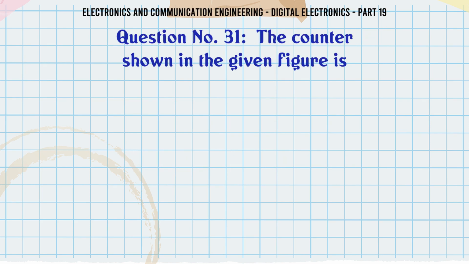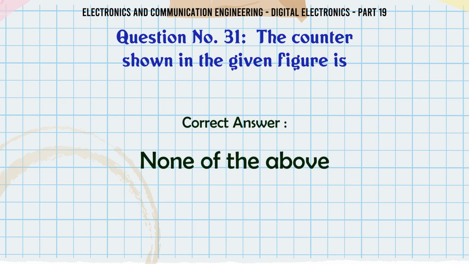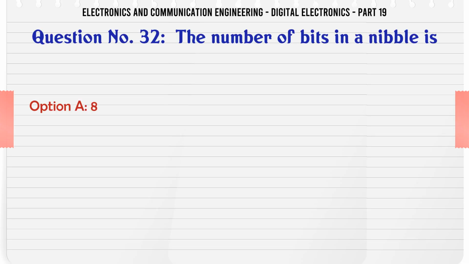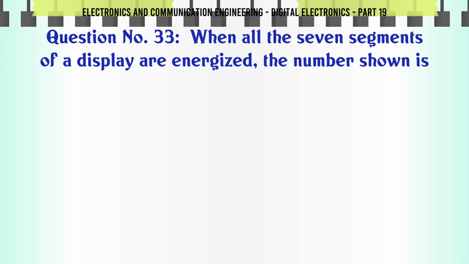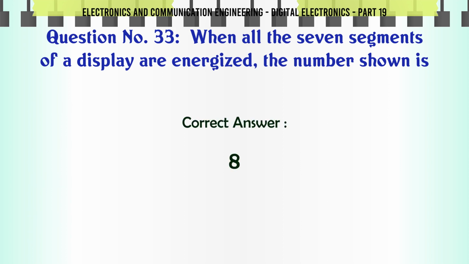The counter shown in the given figure is: A. Synchronous, B. Johnson, C. Ring, D. None of the above. The correct answer is none of the above. The number of bits in a nibble is: A. 8, B. 4, C. 2, D. 16. The correct answer is 4. When all the 7 segments of a display are energized, the number shown is: A. 0, B. 1, C. 7, D. 8. The correct answer is 8.